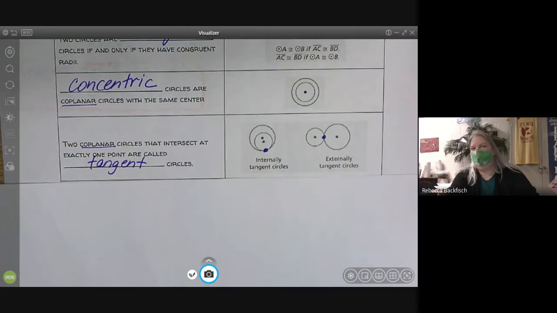Okay, one thing to notice here is that tangent means the same thing whether we're talking about a line or another circle. The whole idea is they have one point in common. So just like with a circle and a line, two circles are tangent to each other. They have one point that is in both circles, or one point at which they intersect.